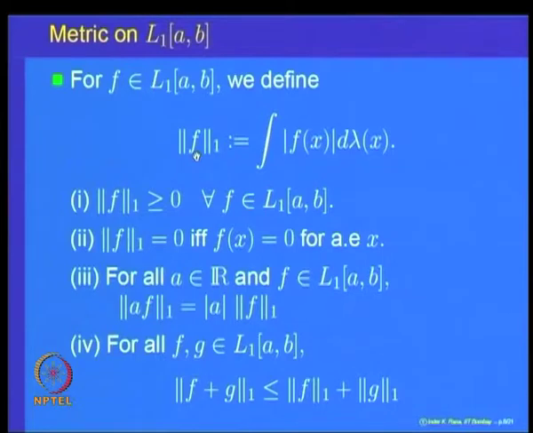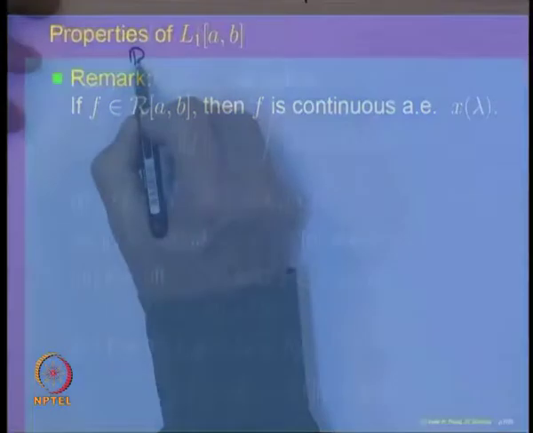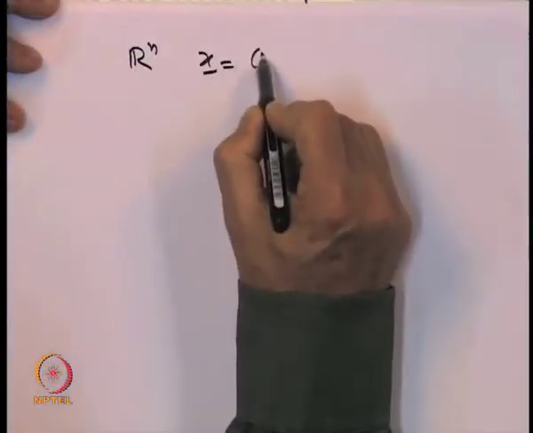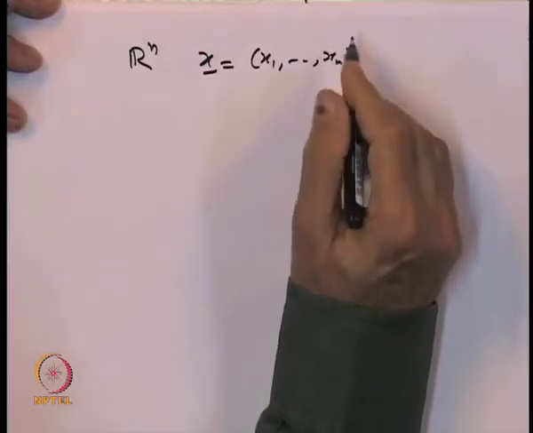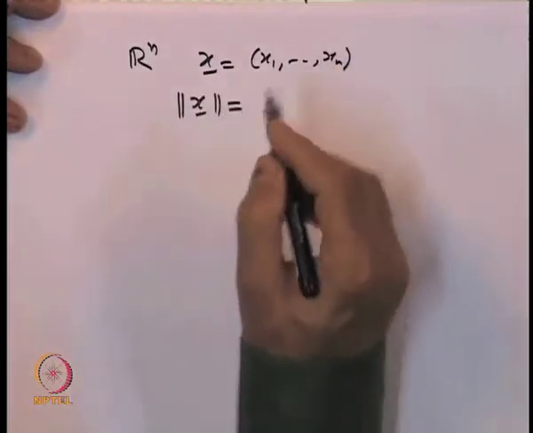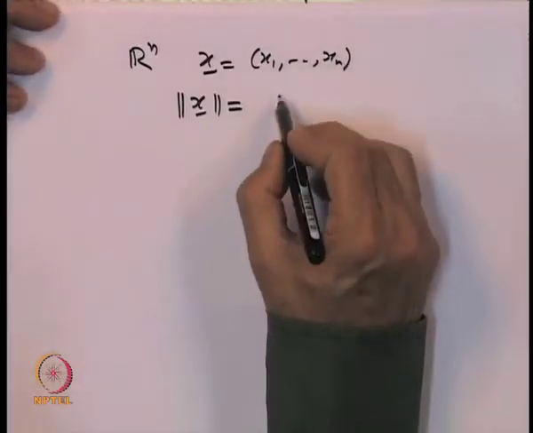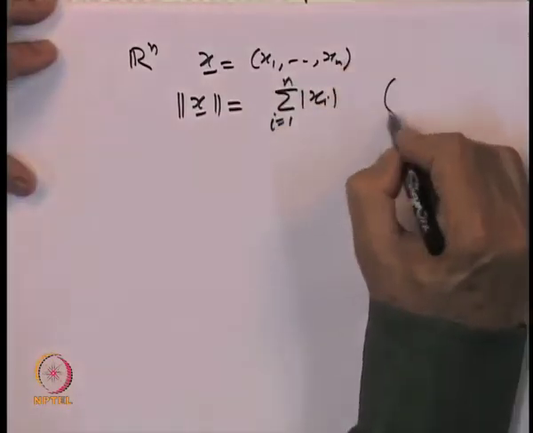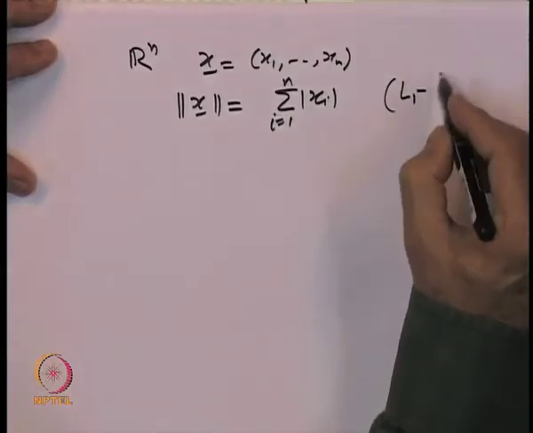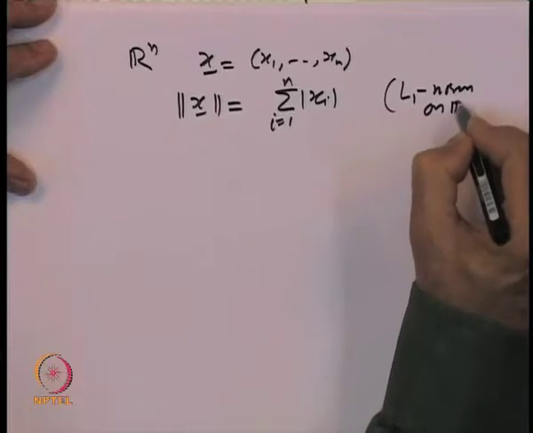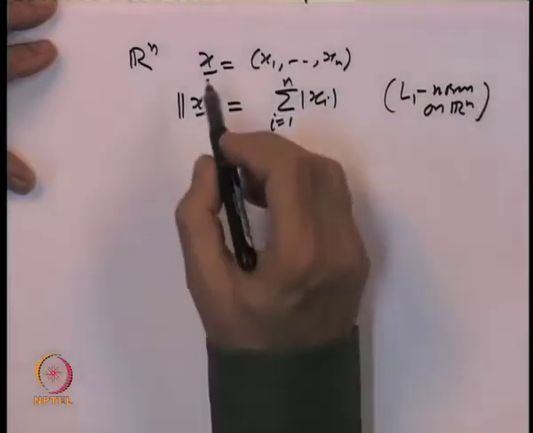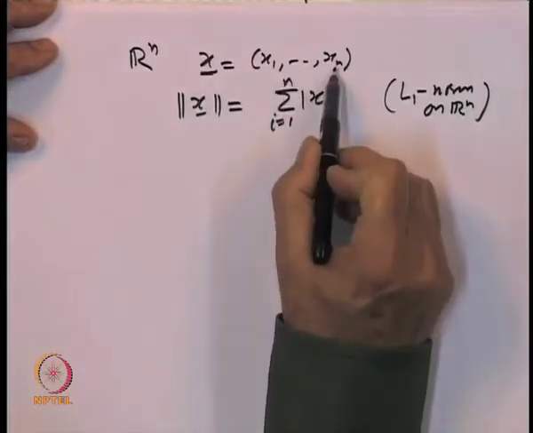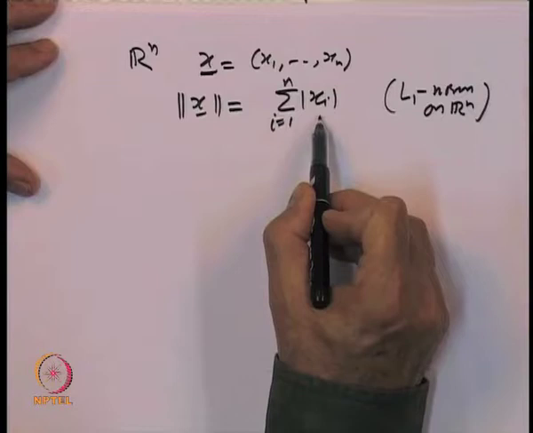At this stage, I just wanted to point out that this is very much similar to the Euclidean metric or Euclidean norm on Rn. On Rn, for a vector x with components x1, ..., xn, we can take the norm to be equal to the sum of mod xi, i equal to 1 to n. So, this is what is called the L1 norm on Rn. So what we are saying is that if x is a vector with n components, then this must be the L1 norm.